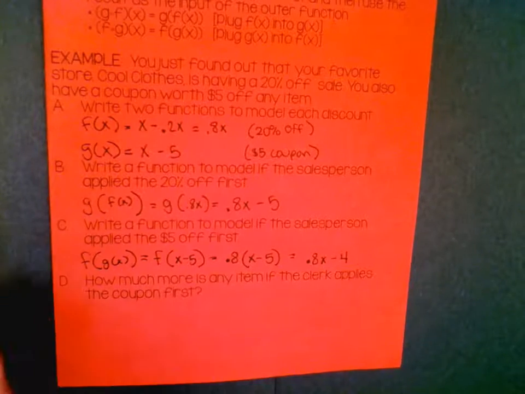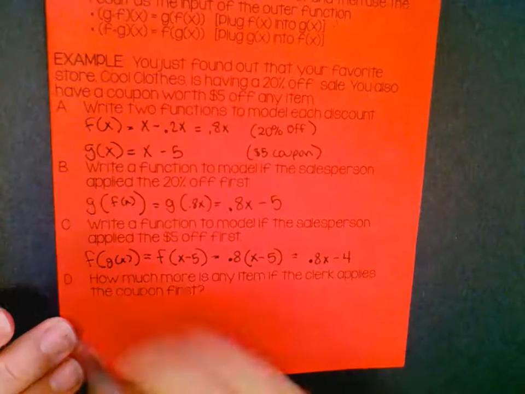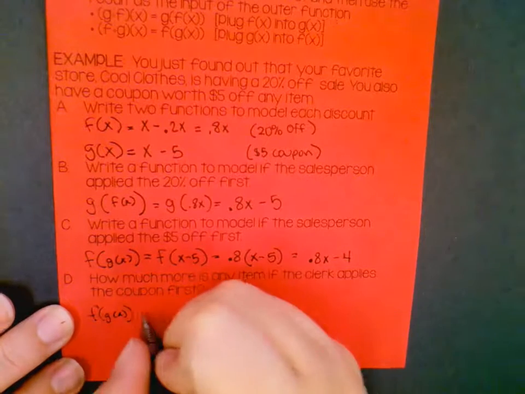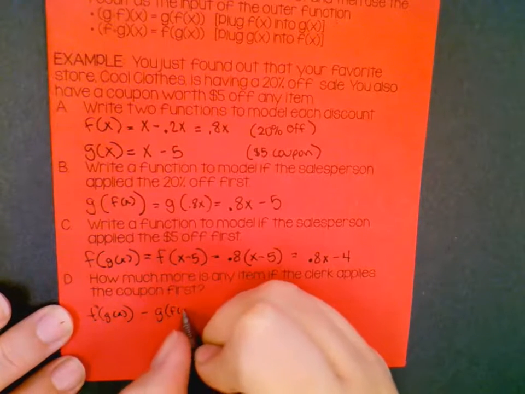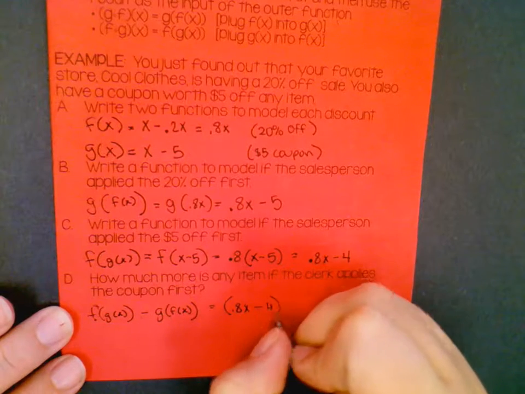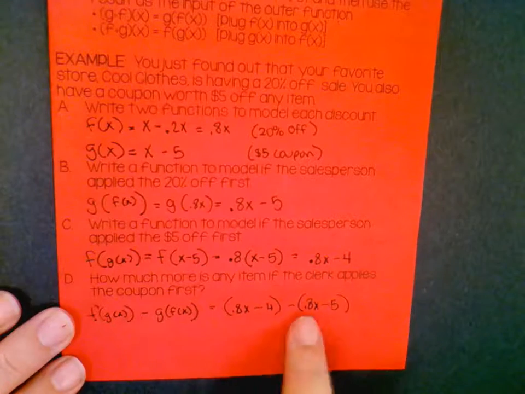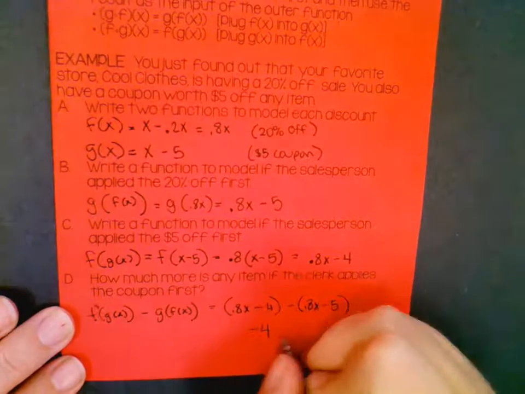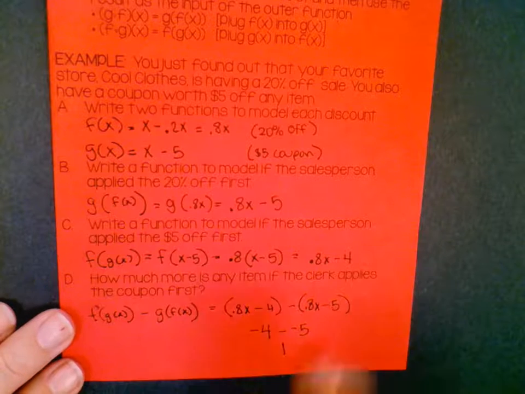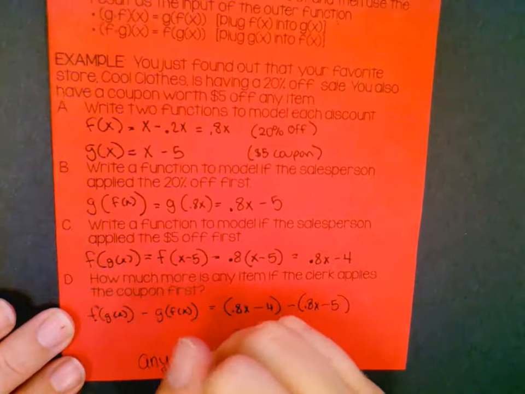But mathematically, we can subtract these and see the difference. So if we do F of G of X minus G of F of X, we can see the difference. So that would be 0.8x minus 4 minus 0.8x minus 5. So the 0.8x's cancel, and then we have minus 4 minus negative 5, so we get 1. So like we said, it's $1 more. So no matter what we bought, any item is $1 more expensive.